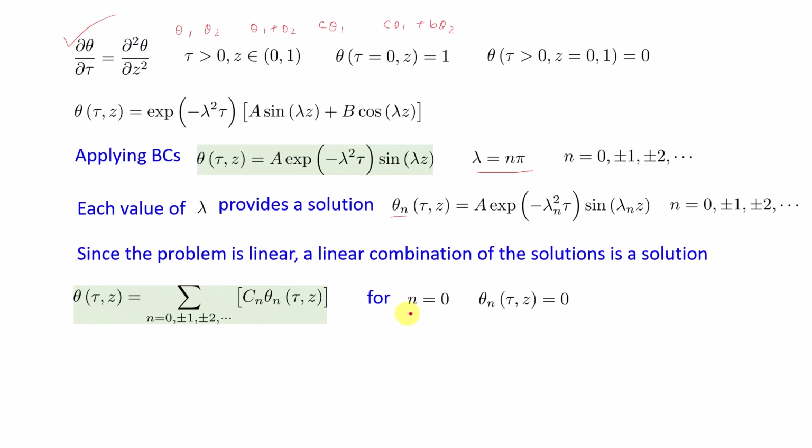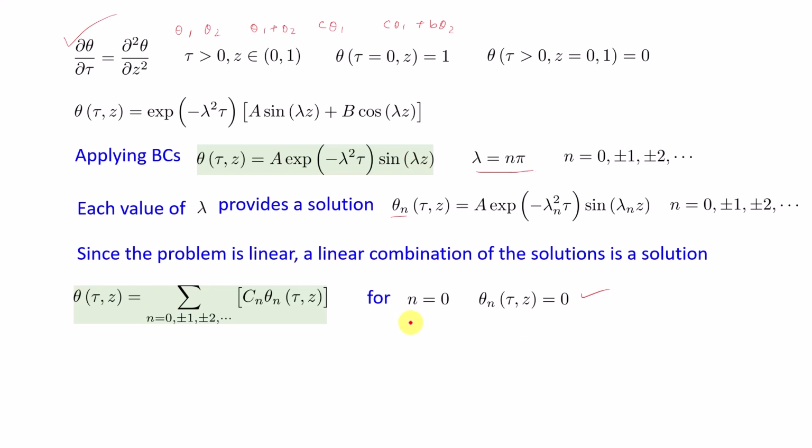Now we take some particular cases. Let us say n equals 0. So what happens at n equals 0? For n equals 0, lambda is 0, sine is 0. So this is actually an infinite series, and in this infinite series the n equals 0 term doesn't contribute anything, because this theta n will be 0. For n equals 0, lambda will be 0, so that doesn't contribute anything.